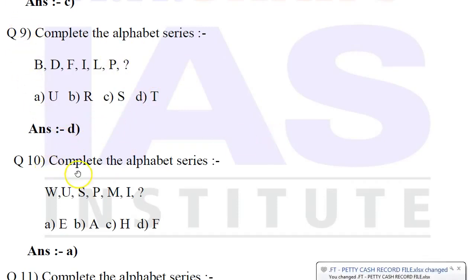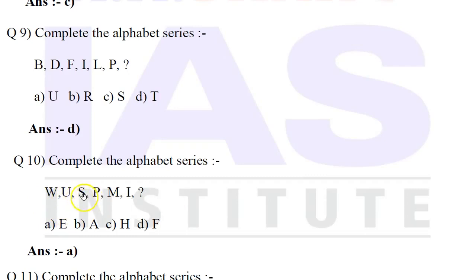10th question now. Complete the alphabet series W, U, S, P, M, I, dash. So now if you observe here W and U, what is the connection between W and U? W minus 2, the answer is U. Now U and S. U minus 2, the answer is S.